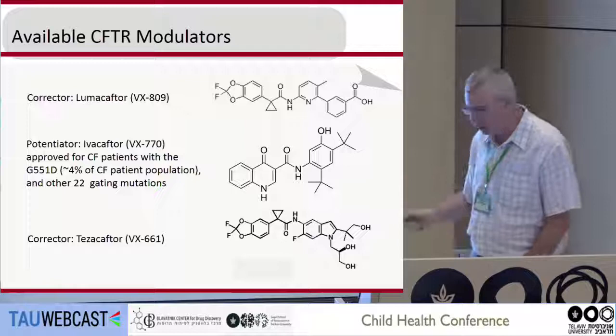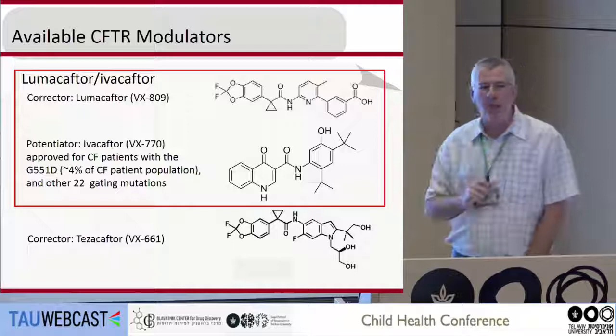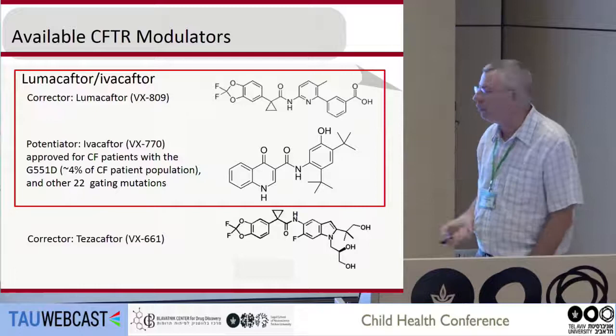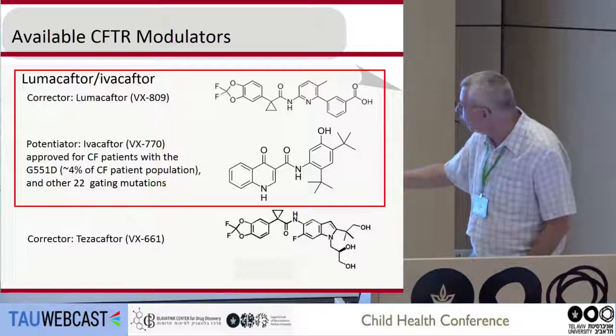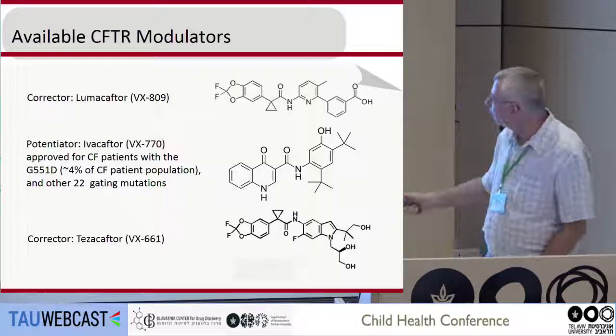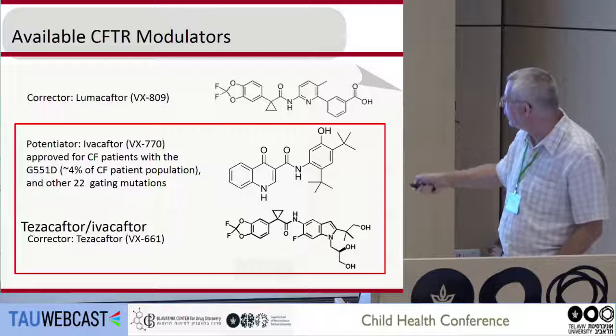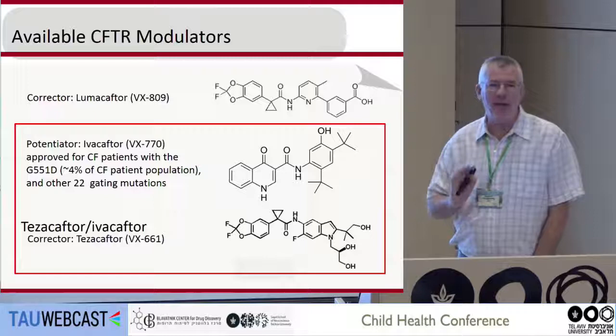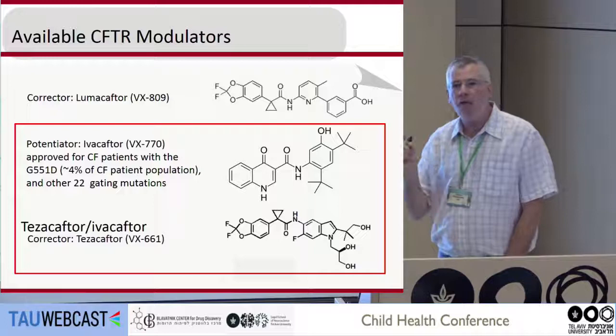And then people started working on combo therapy. This was the first combo therapy approved, a combination of a potentiator and a corrector called Lumacaftor. This is applicable to more patients, but while this is a great drug, this combination is not that great. And then Vertex came with this combination, another corrector, which is actually very similar to this. This is also FDA approved. This is also not a great drug. And now Vertex is talking about a triple combination of compounds. We'll see what's happened. Phase 2 clinical trials look good until now.